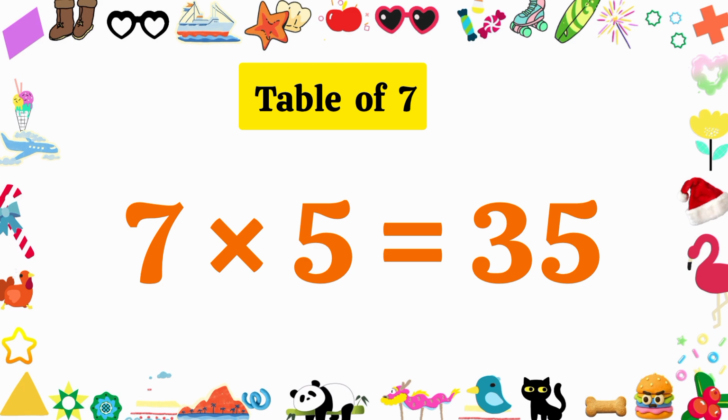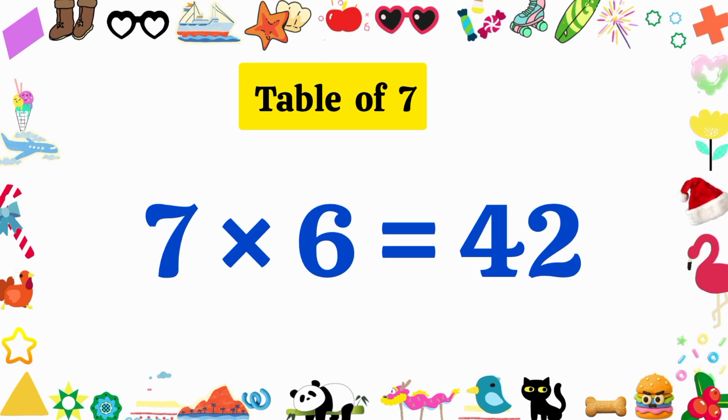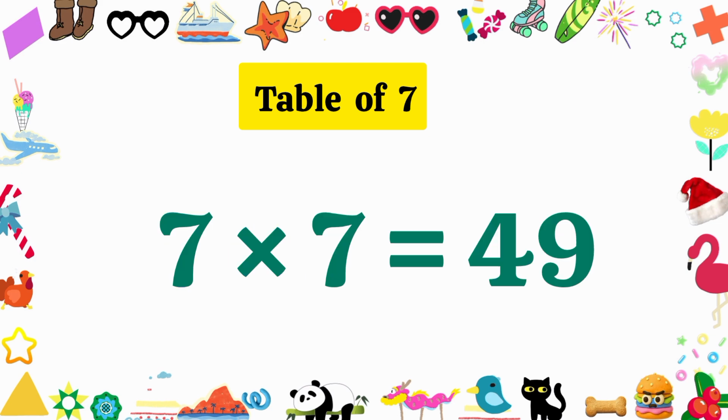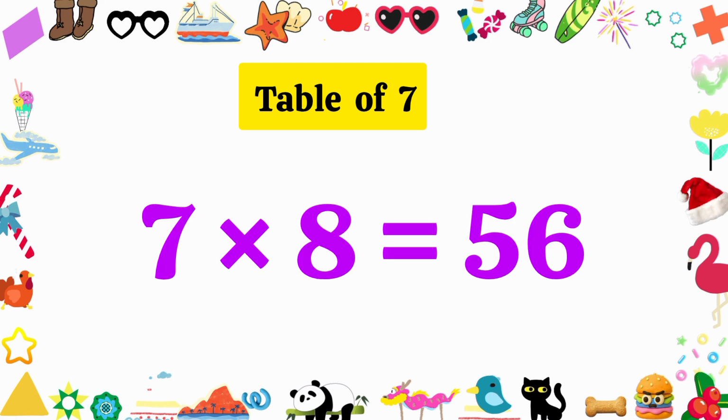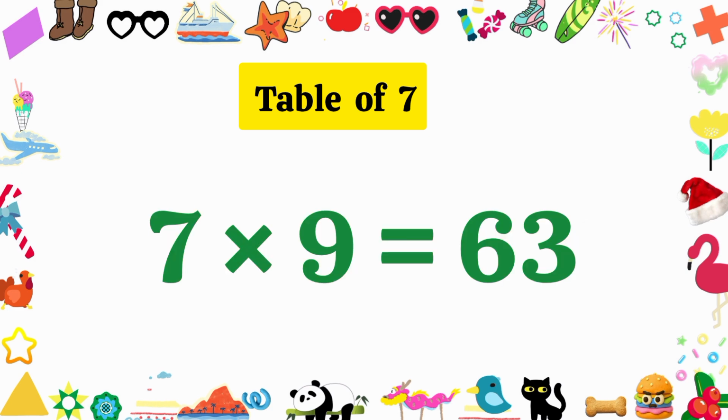7 fives are 35. 7 times 6 equals 42. 7 sixes are 42. 7 times 7 equals 49. 7 sevens are 49. 7 times 8 equals 56. 7 eights are 56. 7 times 9 equals 63.